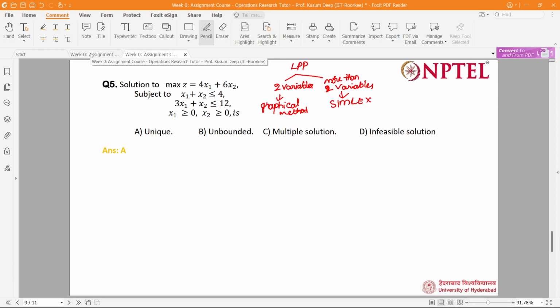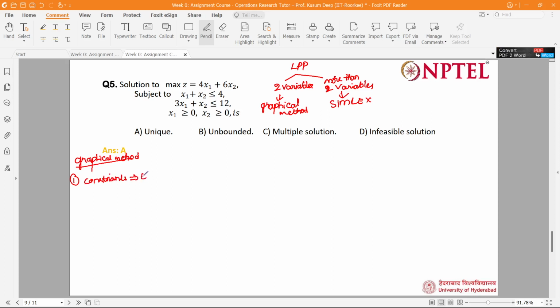In a graphical method, the first step, here I am writing the graphical method. First thing is we need to change the constraints into equations.